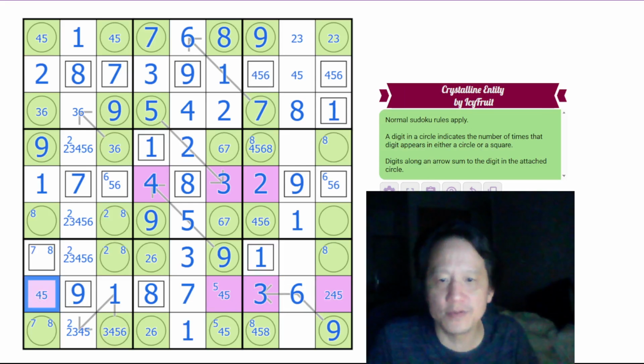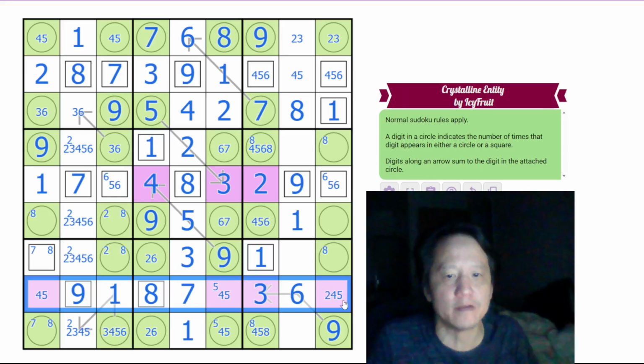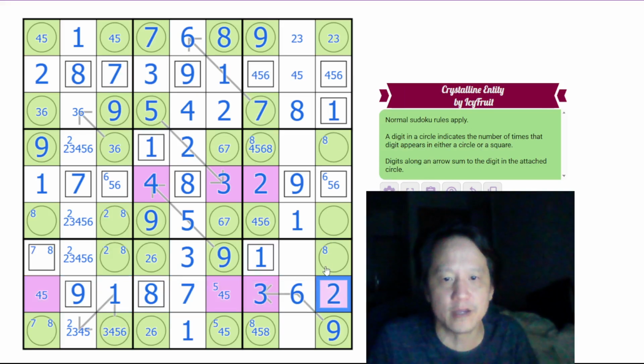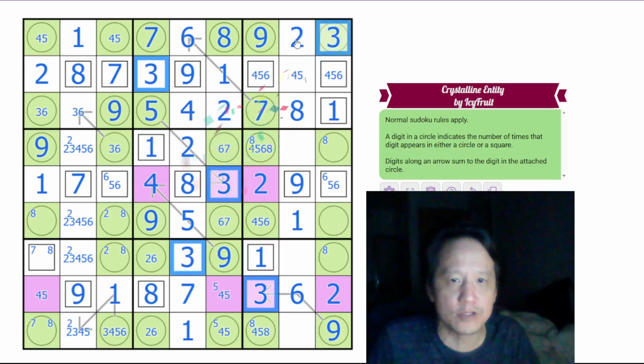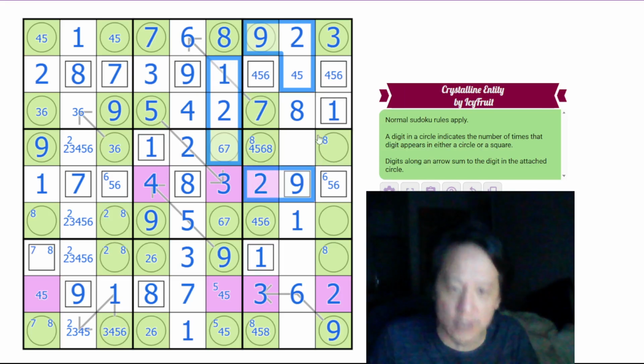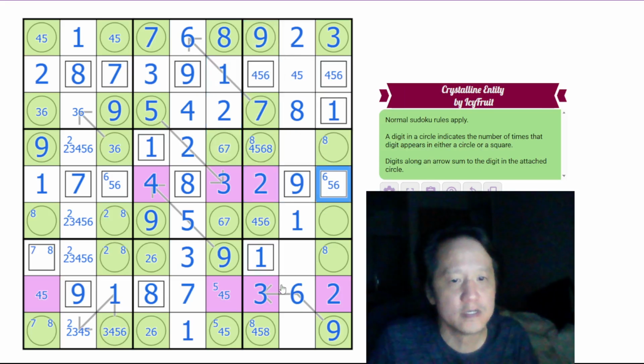This can't be 3. We need a 2 in row 8. It has to be here. That means this can't be 2 here. This is 3. This is 2. That's 3 in the corner. We celebrate because we know we're getting close to solving this.